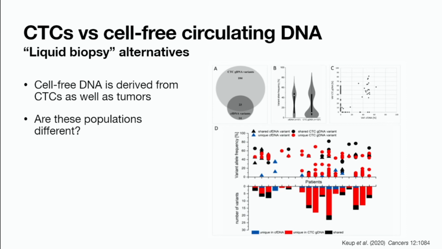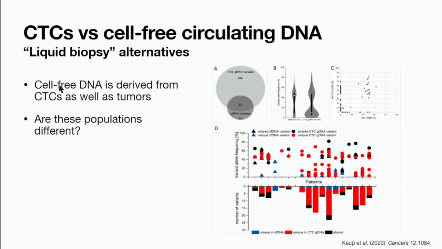First of all, just to mention circulating tumor DNA. So circulating tumor cells and circulating tumor DNA sort of fall into this category of liquid biopsy, in that you can take a blood sample and not have to actually go in and get a tissue sample to learn something about a patient's tumor. So I just wanted to show you some of the results from this particular paper. The question is, are circulating tumor cells and cell-free DNA the same or different?